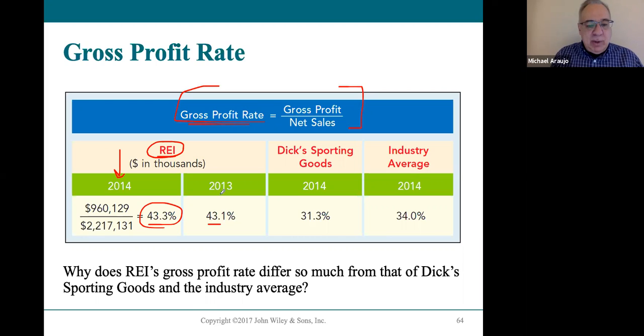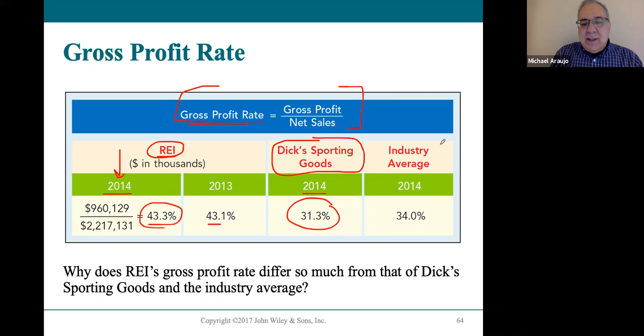A little better than the previous year, but roughly about the same. Well, how does that compare to Dick's Sporting Goods? When you look at Dick's Sporting Goods information for the same year, 2014, and you put its gross profit over its net sales, Dick's only is working on a 31% gross profit rate. Okay, a smaller gross profit rate than REI.